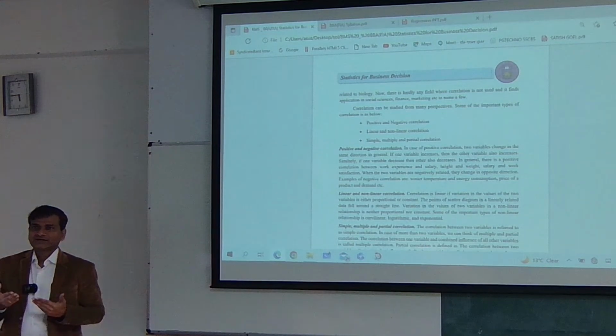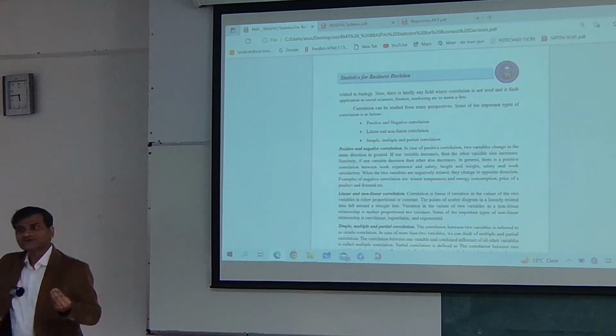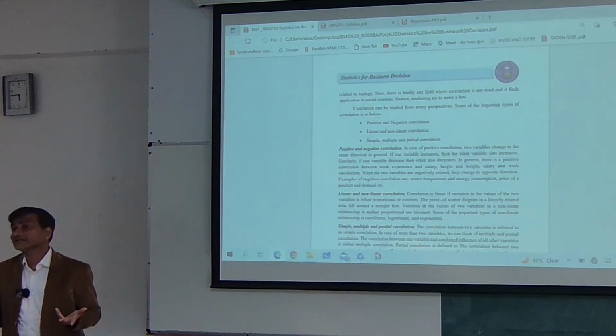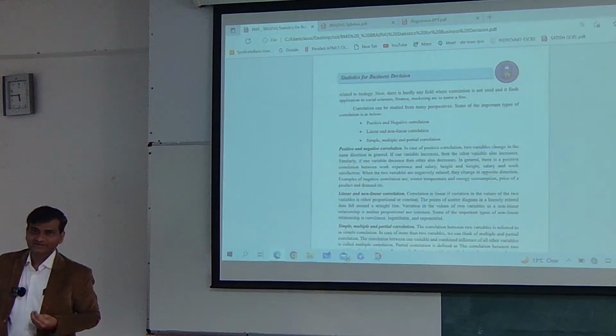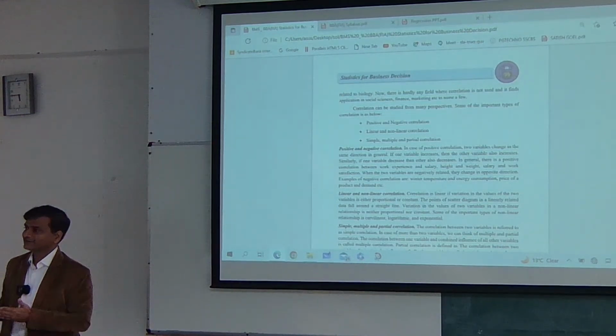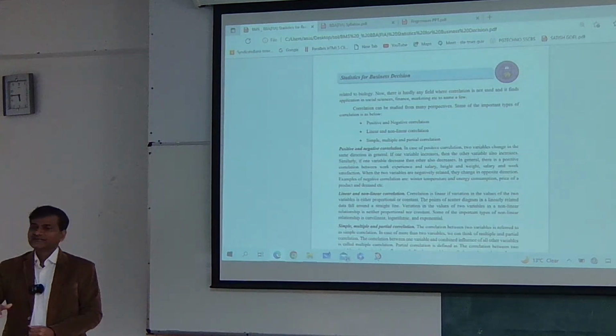So if you increase the price, the demand would decrease. Usually there is a negative correlation between demand and price of any commodity. If height increases, usually weight also increases. So you can say this is the positive correlation between height and weight. Now linear we already discussed.